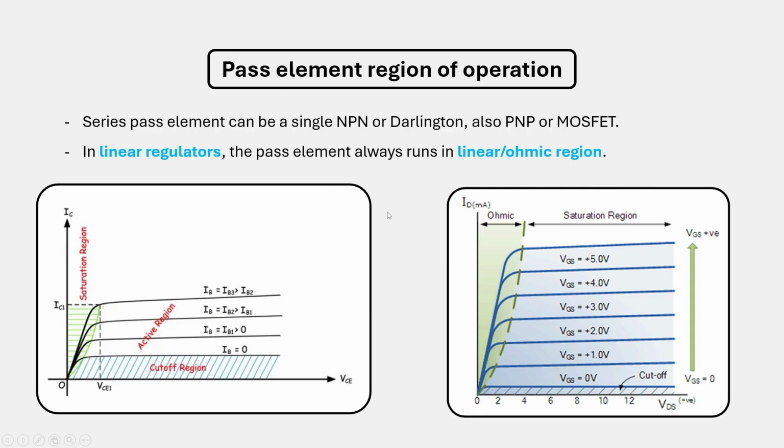And as you notice, heat is a very big element when it comes to linear regulators because of this internal heating situation, which we will need to talk about later in this video.